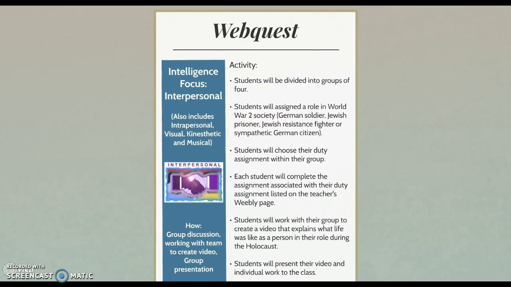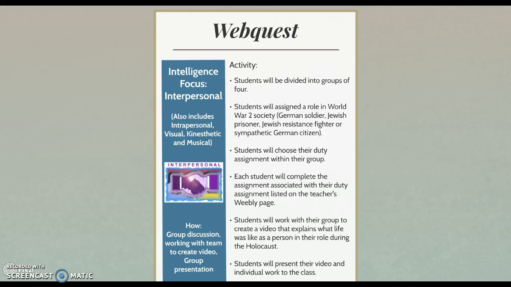The final activity within this unit is the WebQuest activity. This focuses on the interpersonal intelligence. This is a multi-day activity and can last as long as 3 to 5 days. Within this lesson, students will be divided into groups of 4. They will then be assigned a role in World War II society, either a German soldier, Jewish prisoner, Jewish resistance fighter, or a sympathetic German citizen.